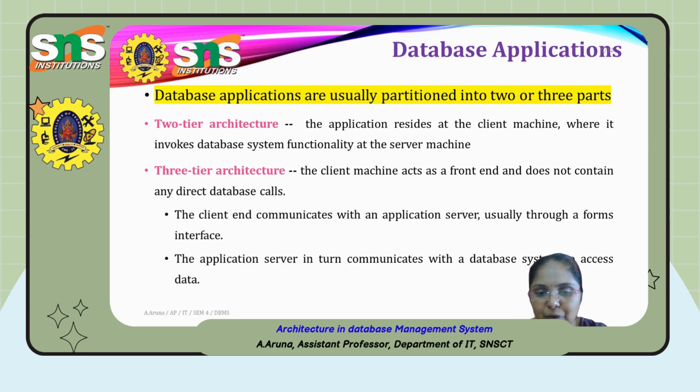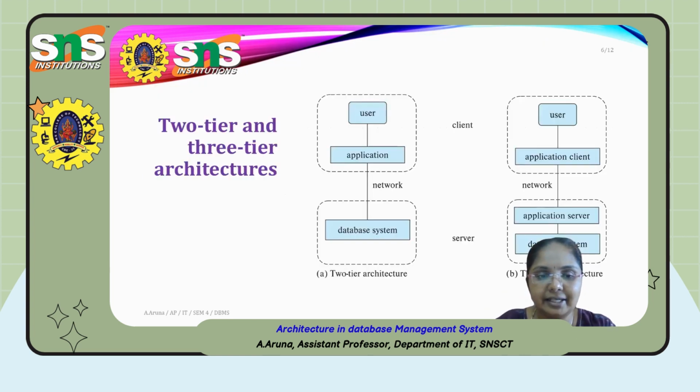Here we don't directly contact the database. The client communicates with the application server, usually in the form of an interface. Through the interface only are we able to connect the user with the database system. That is done in the 3-tier architecture.